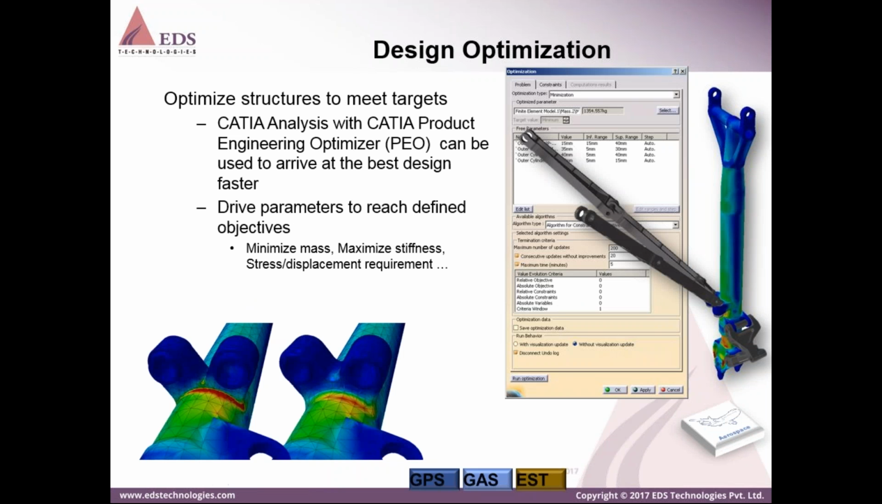Design optimization. This optimizes structures to meet targets. This has a product engineering optimizer. This can be used to arrive at the best design in very less time. So this drives the parameters to reach defined objectives. This minimizes the mass, maximizes the stiffness, and meets stress and displacement requirements.